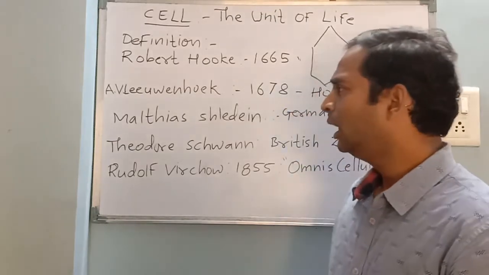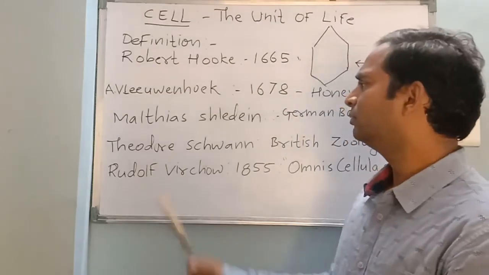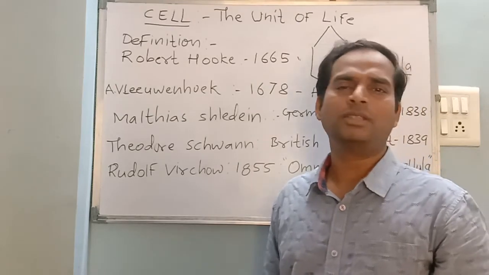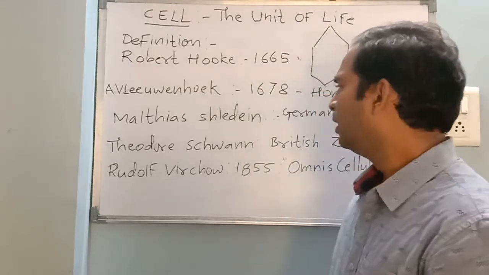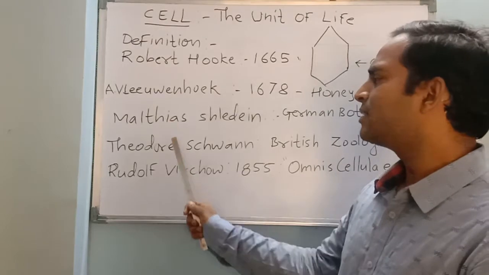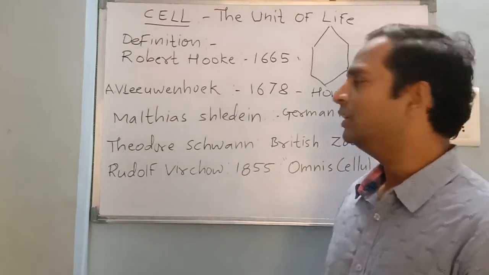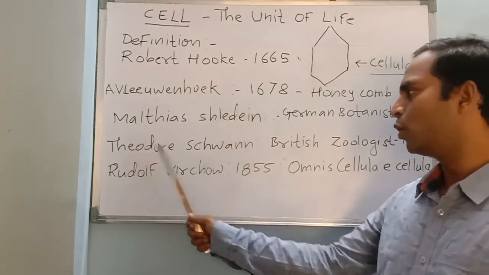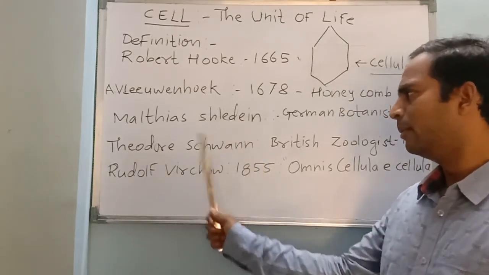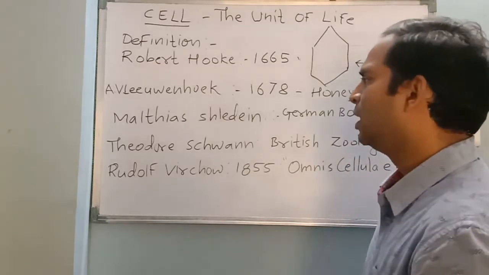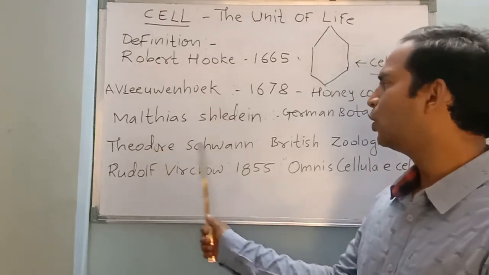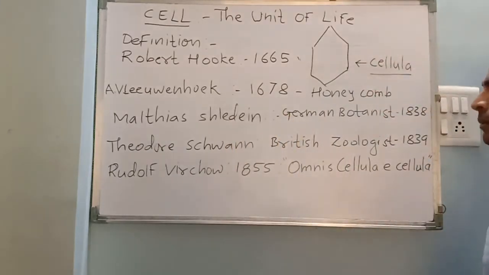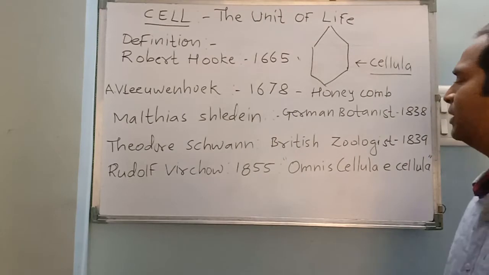Now, let's continue with other people who have contributed to this cytology or cell biology. So there were two great scientists, Matthias Schleiden and Theodor Schwann. Remember these two names, very important names. Matthias Schleiden and Theodor Schwann, from two different countries, who contributed a lot to cytology.